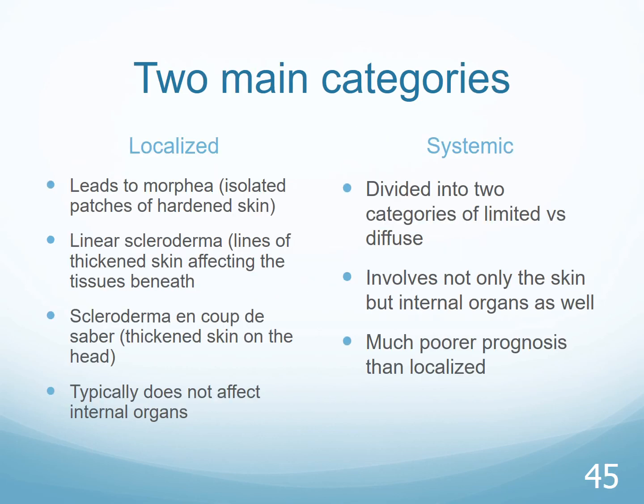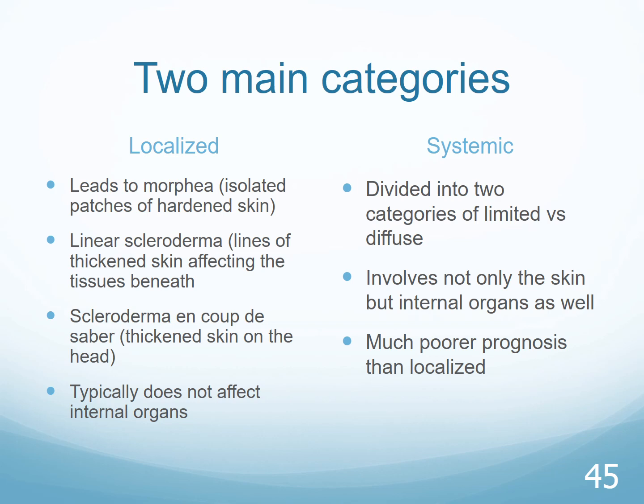So there's two main categories with scleroderma. There is the localized, and localized is isolated patches of hardened skin. So over various parts of their body, they will feel normal, the skin will be soft. But then there will be some areas of their body where the skin will be so hard. If you were to knock on a wall, that's what it's going to feel like. That's what it's going to sound like. Then there is linear scleroderma, and these are lines of thickened skin that will affect the tissues beneath.